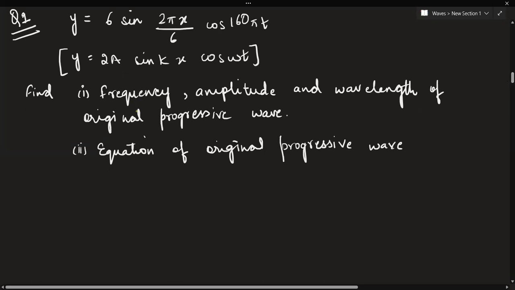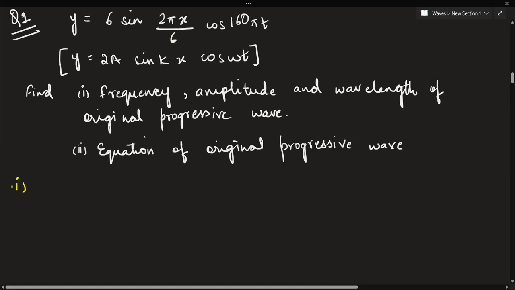So see, if you look at it clearly, 2a is 6, then sine, then x is multiplied by this whole term, which will be k, 2 pi by 6. You have to compare it to the standard equation. If this is your standard equation and this is the equation given to you, then you have to compare both of these. So 2 pi by 6 will be k, then cos omega t. Omega will be what? 160 pi. If you look carefully, this is just an analog of this equation.